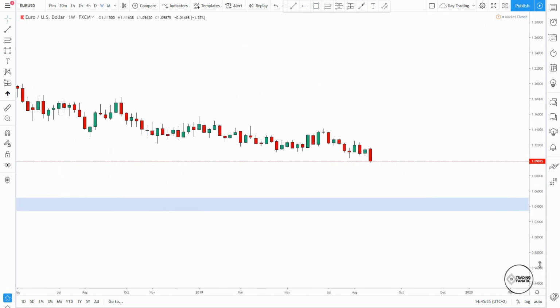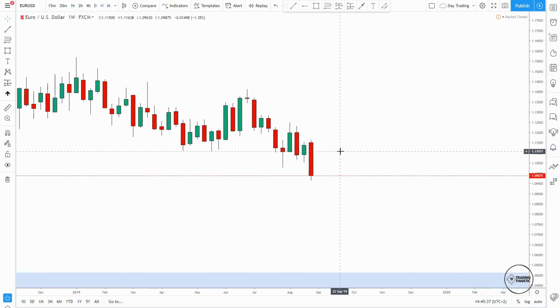So let's switch to the weekly time frame to see what's happening. We're having this massive bearish engulfing here with a gap up, trying to trap some traders here.